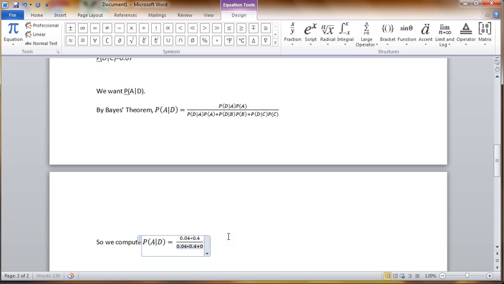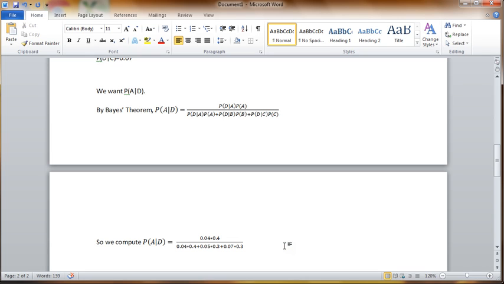So now we have the defect rate of 0.05 for factory B times the probability that it came from B, which is 30%, so 0.3. And then we have to add in the last defect rate, which was 7%, and then 30% of the widgets came from that factory right there. Okay, so at this point we just have to do a little computation. I'm going to do this on my calculator. The numerator, 0.04 times 0.4, gives me 0.016.